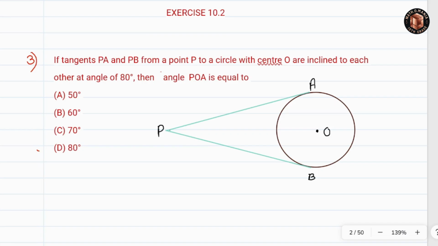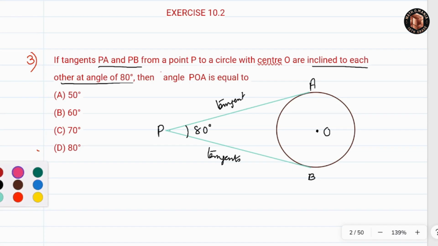So here it says what? This PA and PB from the point P, these are the tangents, right? And they are telling that these tangents are inclined to each other at an angle of 80 degree, which means the angle which forms here is 80 degree. And they are asking us to find angle POA.